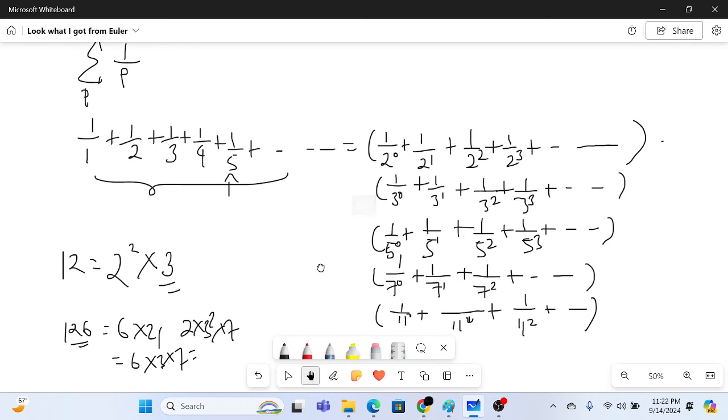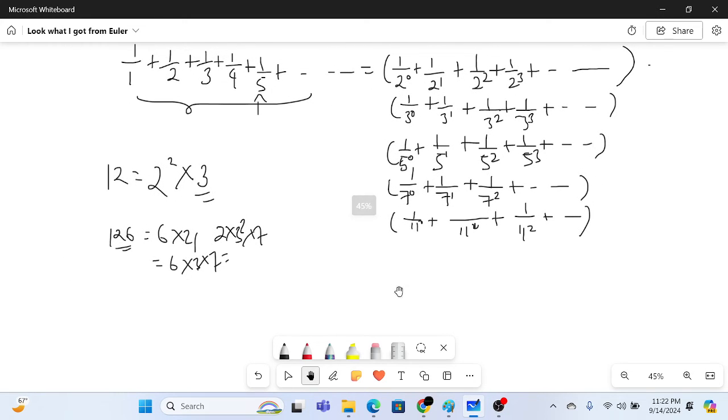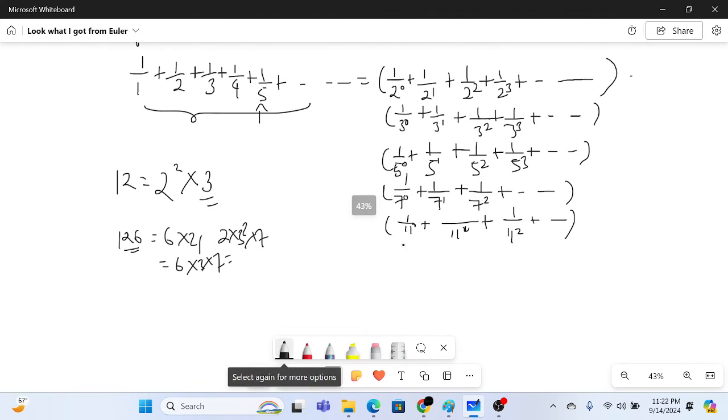Okay, now after you get this idea, this is an easy idea. I just explained it in a difficult way. I'm sorry for that. I made it more complex, I guess.